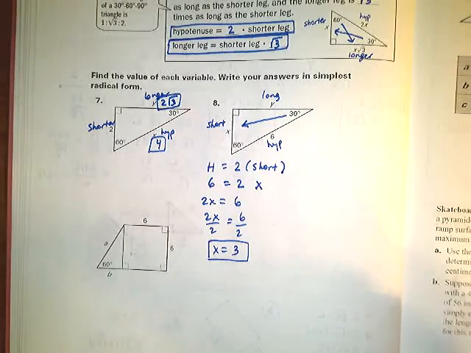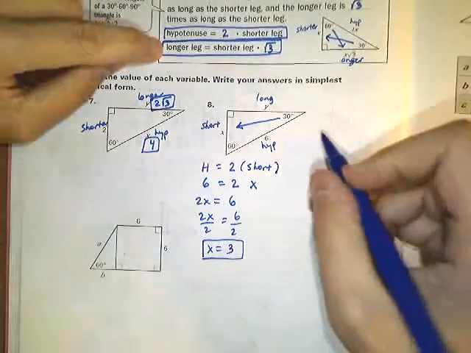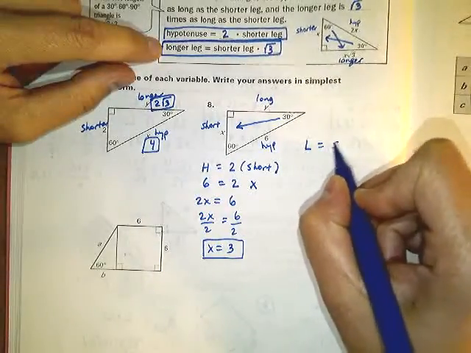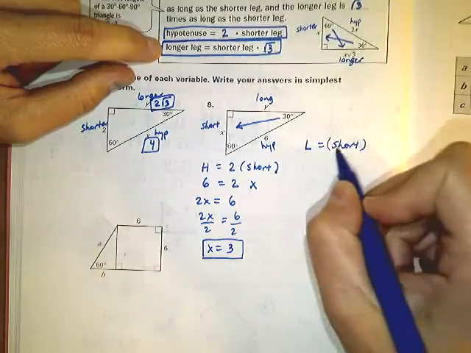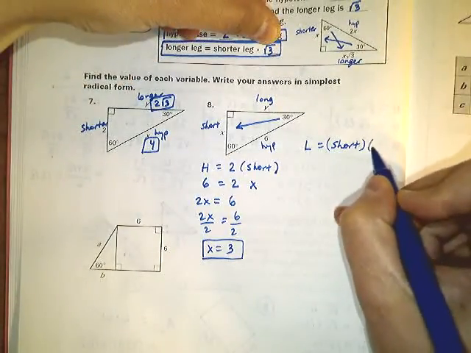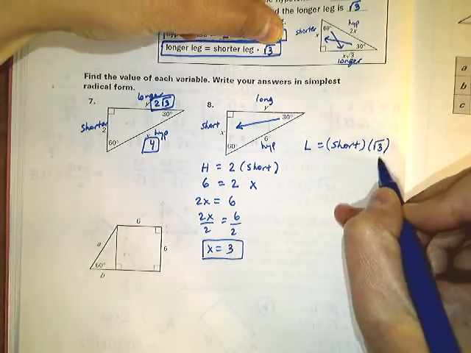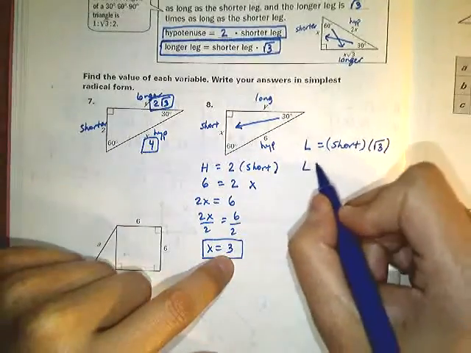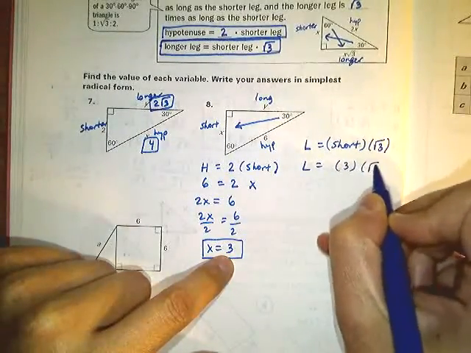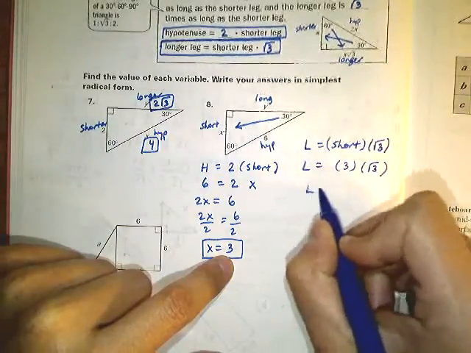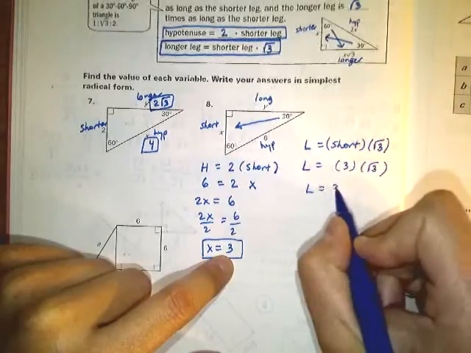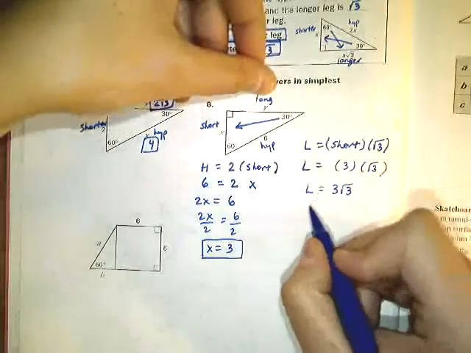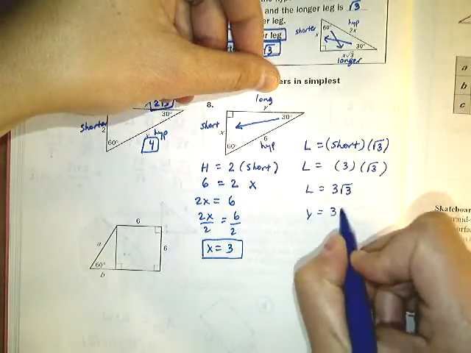Well, now how do we find the longer leg? Well, here's the formula that includes the longer leg. It says the longer leg equals the shorter leg times the square root of 3. It's right there. Okay, well the shorter leg, we just found that to be 3. So the longer leg must be 3 times the square root of 3. Well, you can't exactly multiply them together and get something different. There's no way to simplify that. You just write it as 3 root 3. So the longer leg being y, that's our answer for y, 3 root 3.